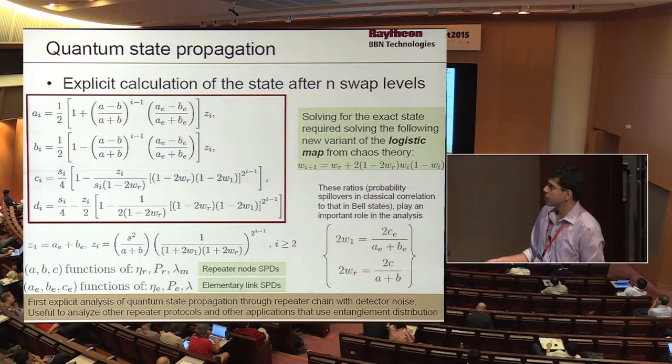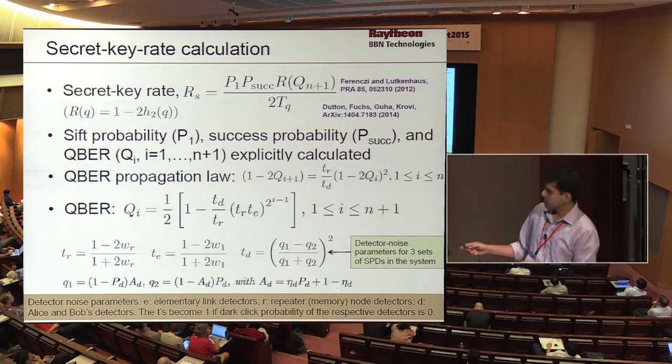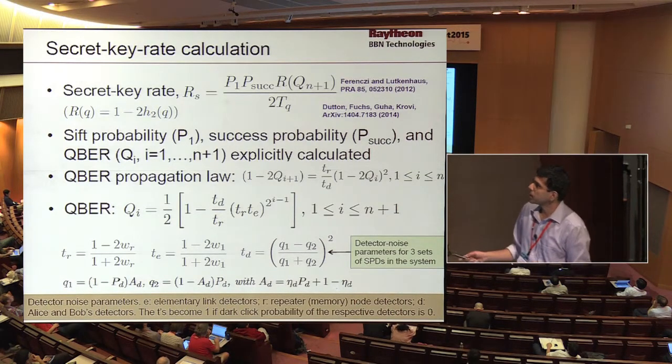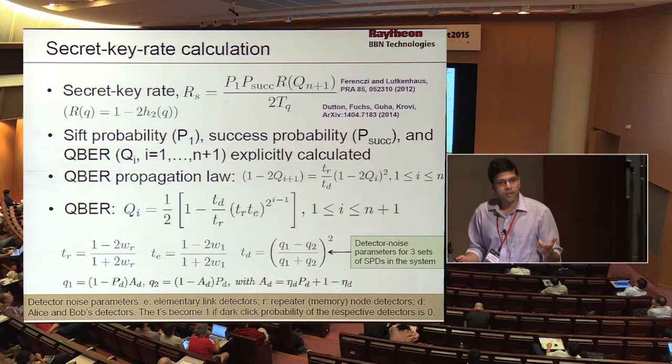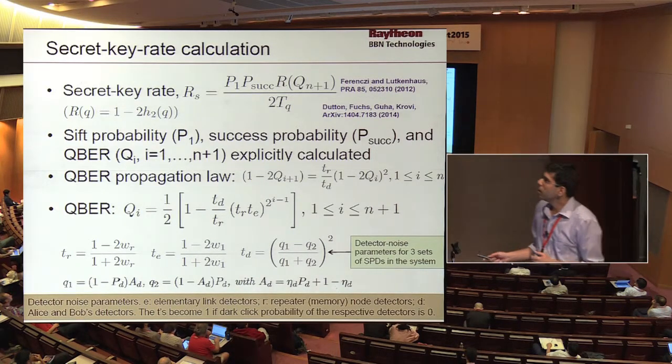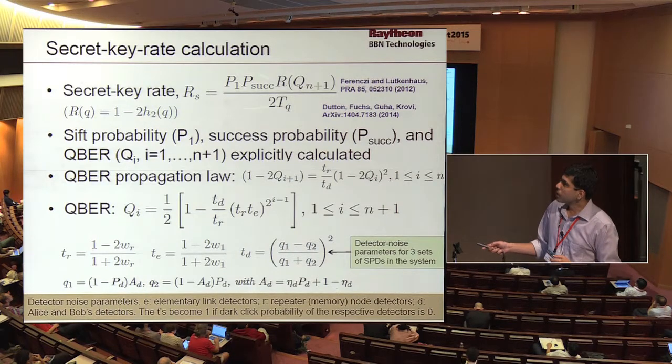It won't tell you much, but we were able to use these coefficients to find the exact state. We find the secret key rate using this formula and then plot that. The secret key rate ends up being, of course, in terms of the parameters of your detectors, the losses in your channel, and your memory loss. Once we find that, we can find the secret key rate and also the quantum bit error rate.